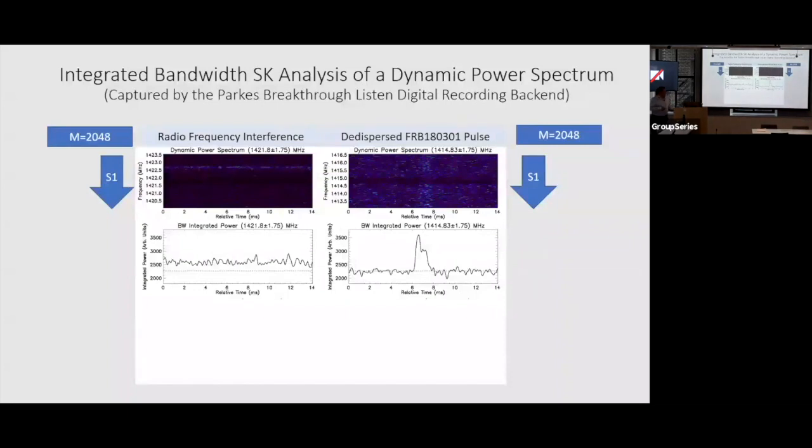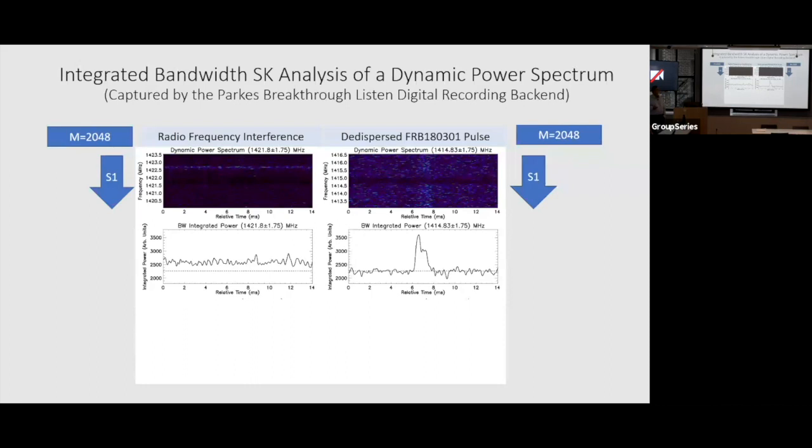And I promised to show you some real data. Here is a very simple exercise that I did with data from Parkes' Breakthrough Listen digital recording backend. And I thank my colleague Greg Hellbourg, because he provided me this data when he worked at that telescope in Australia.